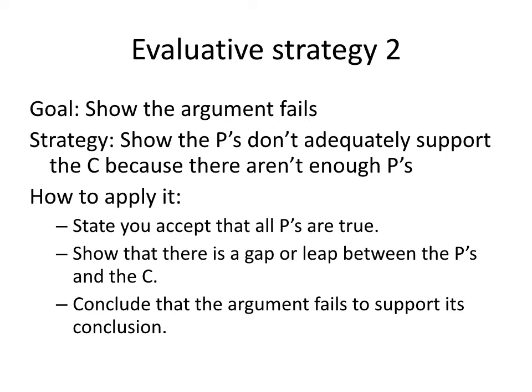And then in step 2, you explain why the premises, even though they're all true, are still not adequate to support the conclusion. And you will have to explain why they are inadequate. And most typically, you need to show there's some kind of gap or leap between the premises and the conclusion. Finally, you conclude that the argument fails to support its conclusion.